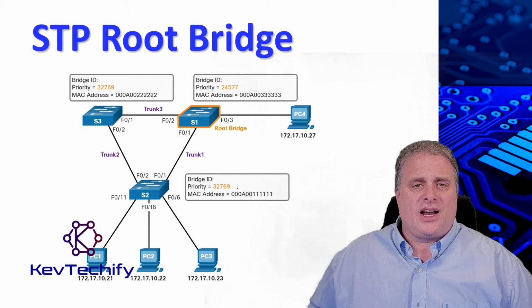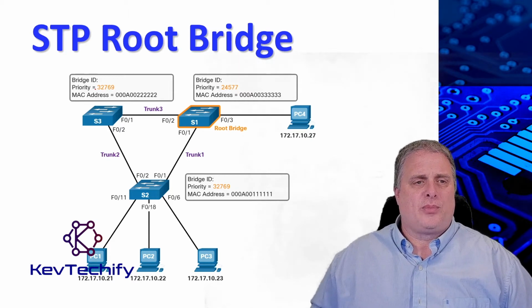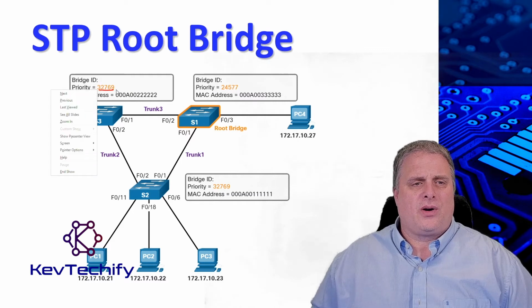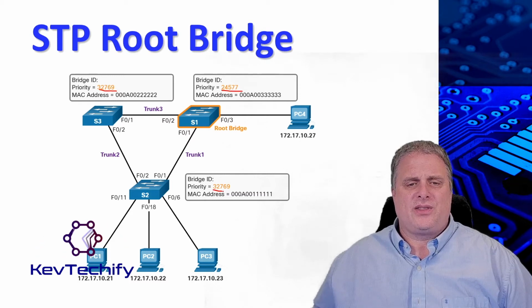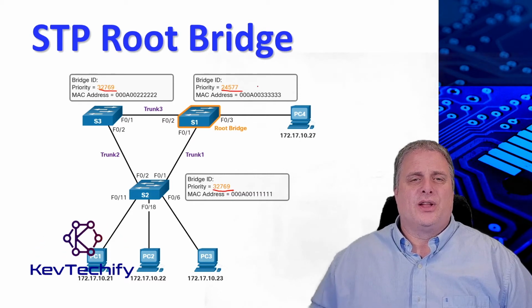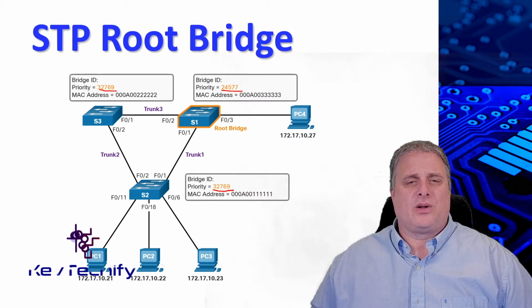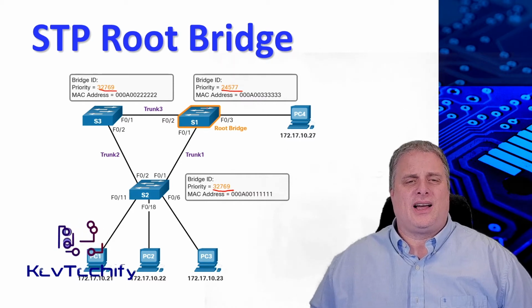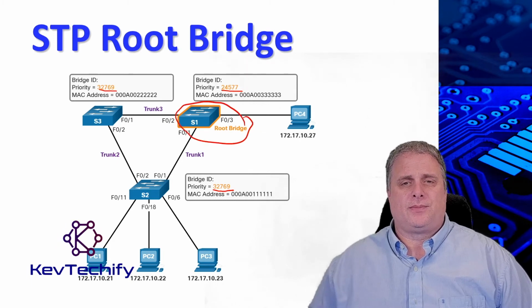Here in our diagram, we can see that each one of these has a bridge ID. So the priorities here are 32,769, 24,577, and 32,769. The lowest bridge ID became the root bridge. So 24,577 is the lowest bridge ID, on S1. S1 then became our root bridge.